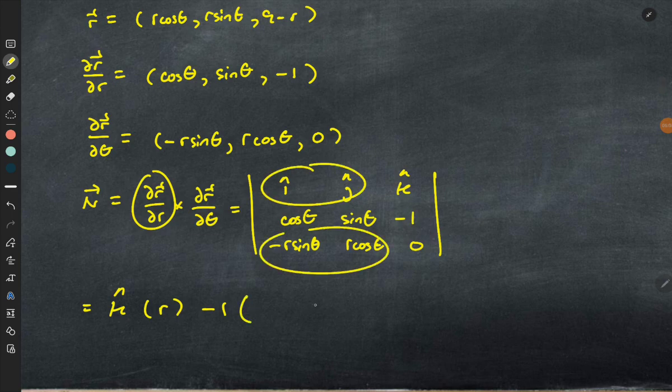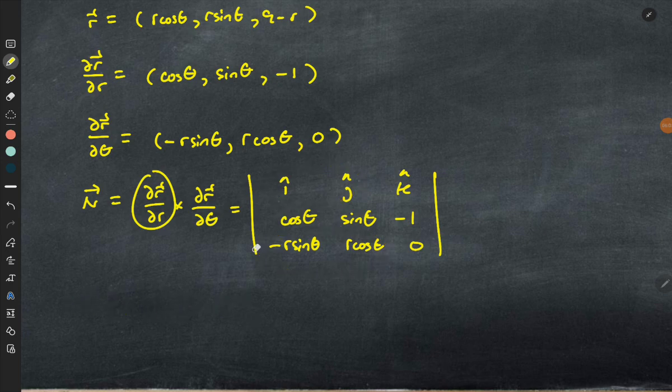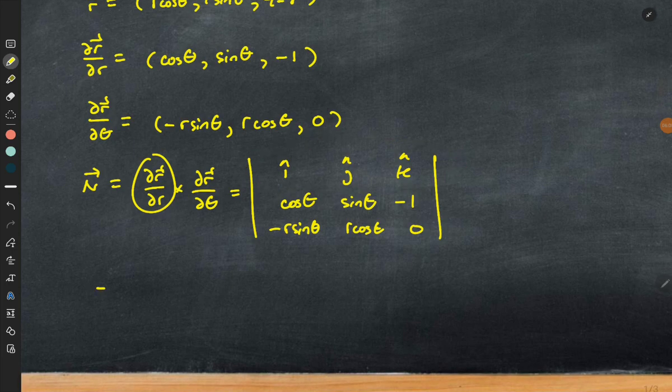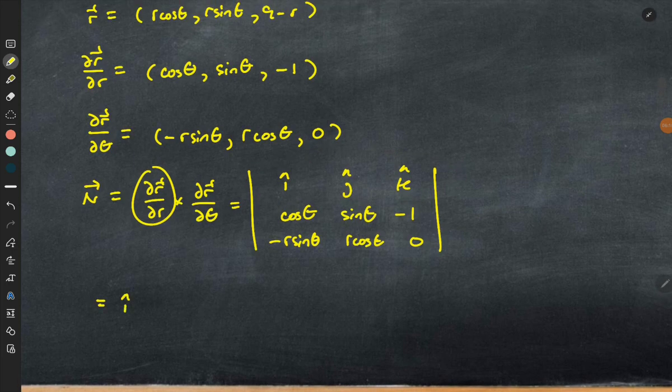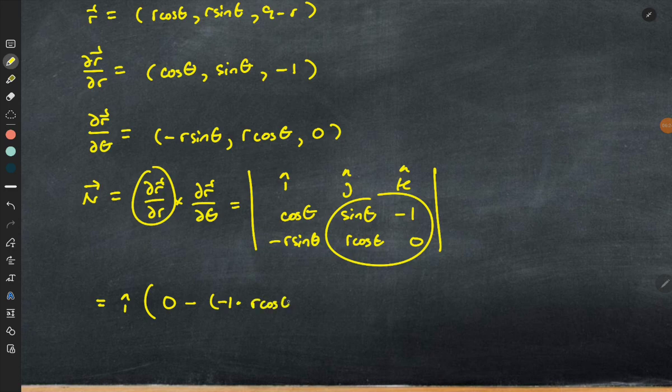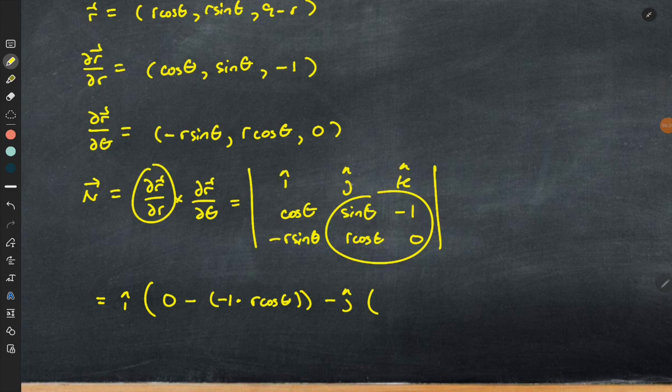Minor would be there. Actually, I'll just do it like a normal person and go along the top row. So the minor for i hat is going to be this. So it's going to be 0 minus -1 times r cos theta, minus j hat. So 0 minus r sine theta, plus k hat.